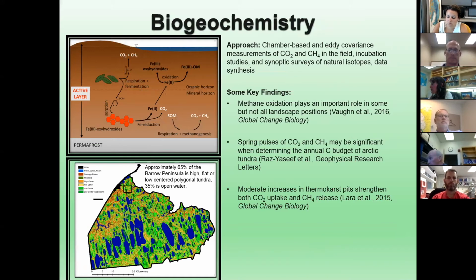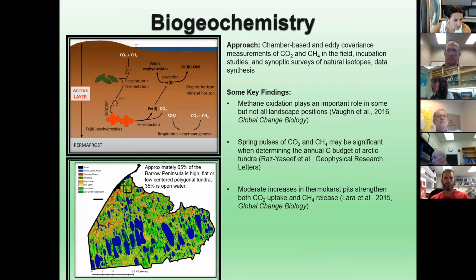And then Mark Lara has also worked quite a bit mapping the area in terms of the high, flat, or the low-centered polygonal tundra, and this map here on the bottom left of the slide. And what he found was that as the pit and mound, or as the high center, low flat, high, flat, and low center polygons changed, the thermokarst pits could strengthen both the CO2 uptake, but also the release of methane as well. And that was also published in Global Change Biology.